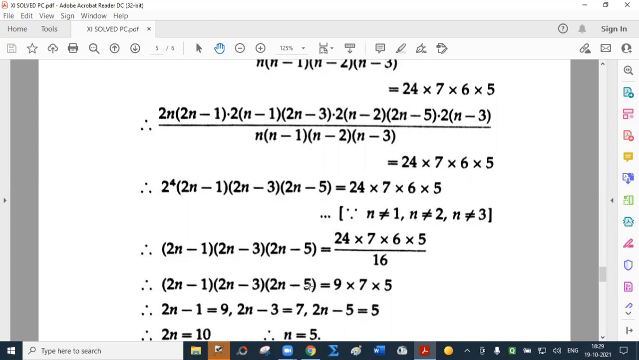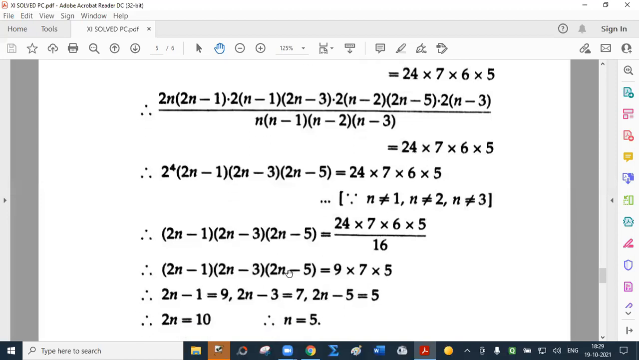See, 2n minus 5 is definitely odd. The next odd is 2n minus 3. The next odd is 2n minus 1. That is why the right hand side is also expressed as 5 into 7 into 9. So equate. You need not write all. You just say 2n minus 5 equal to 5. So 2n equal to 10. So n equal to 5.